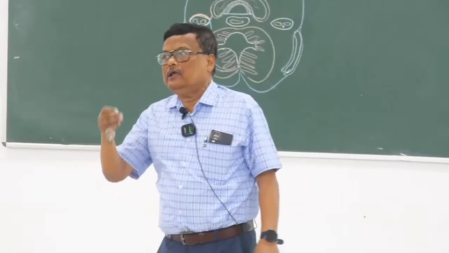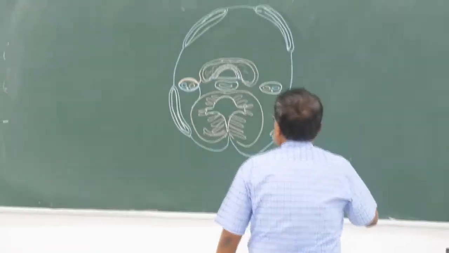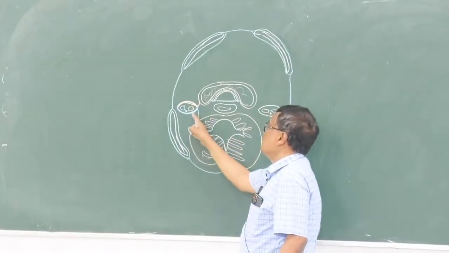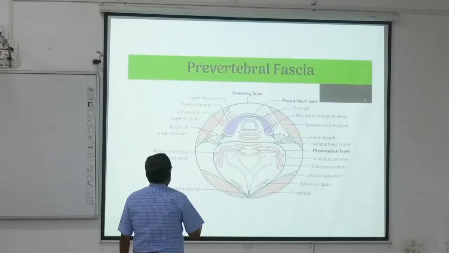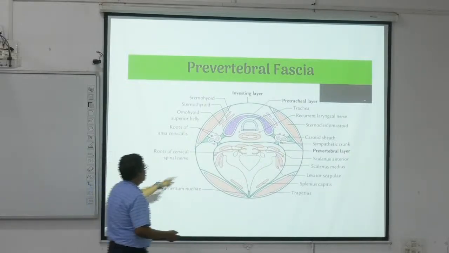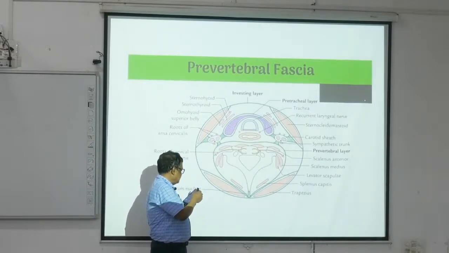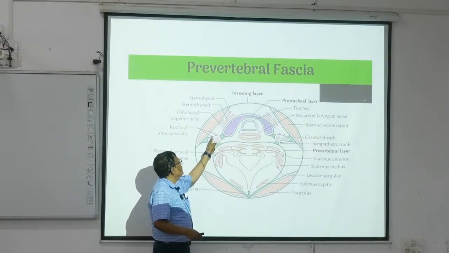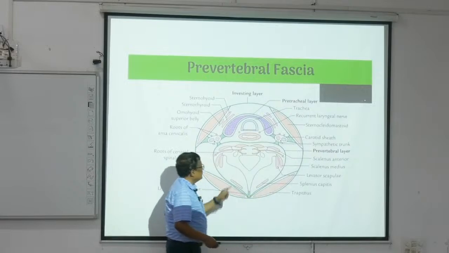The anterior wall of the carotid sheath is formed by the pretracheal layer, and the posterior wall of the carotid sheath is formed by the prevertebral layer. So, the prevertebral layer, which I have drawn, this is the carotid sheath. The anterior layer is formed by the pretracheal layer. This is the prevertebral layer, right?